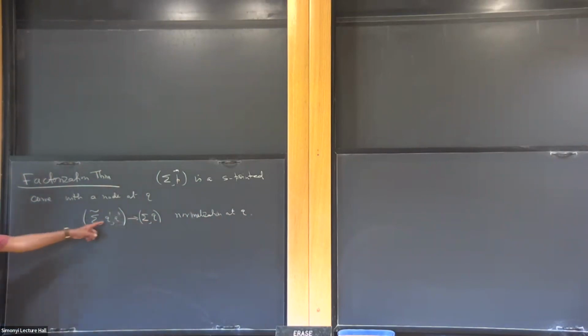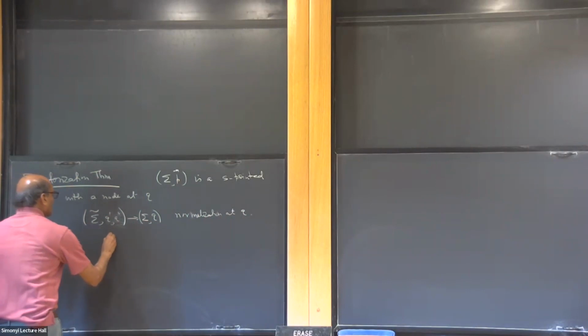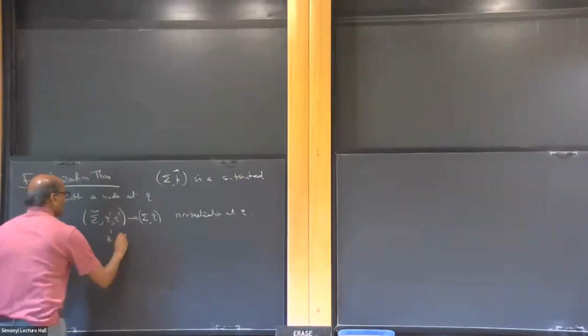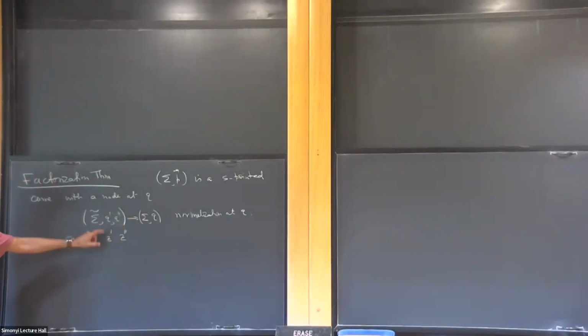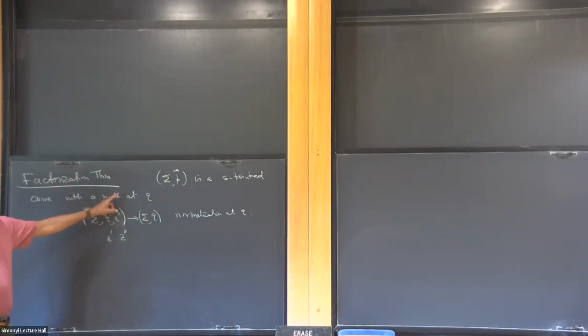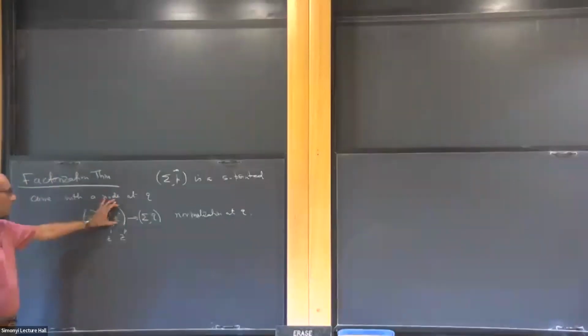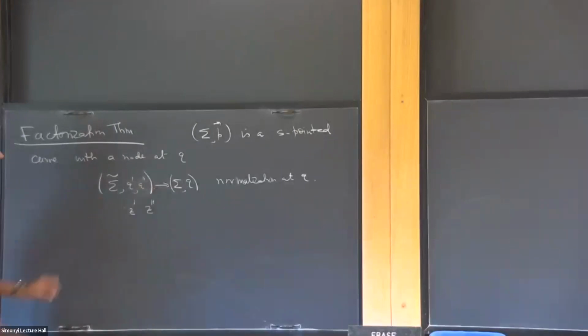And now there are smooth points here. So I'm going to choose one local parameter at Q prime, I'll just call it Z prime, and another local parameter at Q double prime, I'll just call it Z double prime. So they are local parameters.